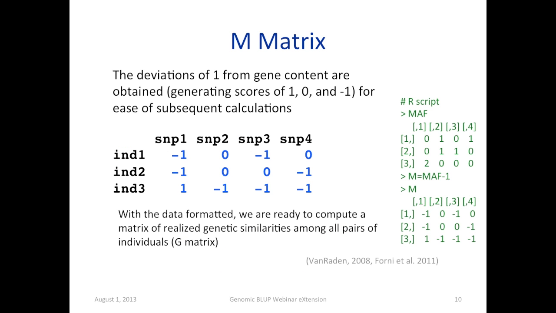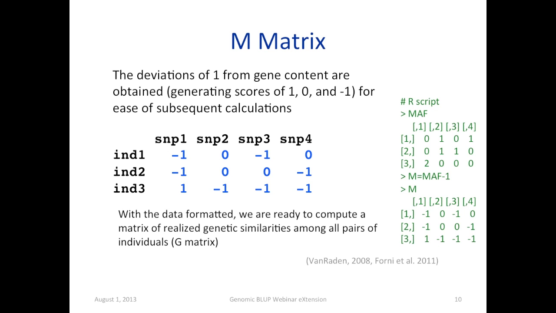So one of the matrices we need to calculate the genomic relationship matrix is the M matrix. Basically, we take the deviations of 1 from the gene content, and then we obtain 1, 0, or -1 for ease of subsequent calculations.